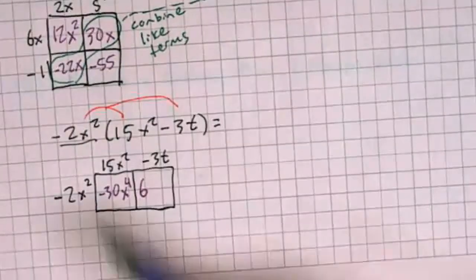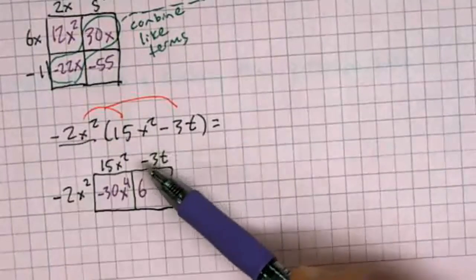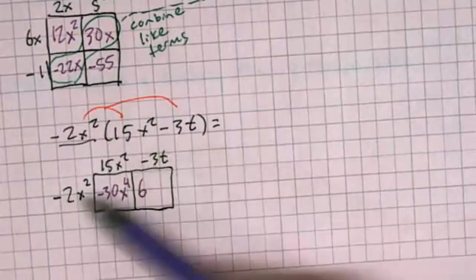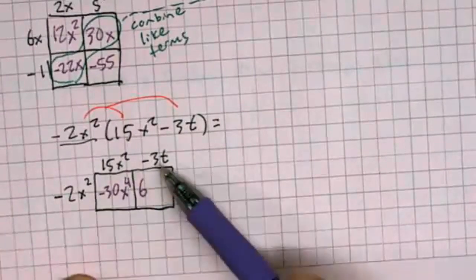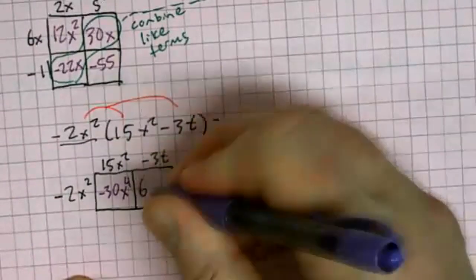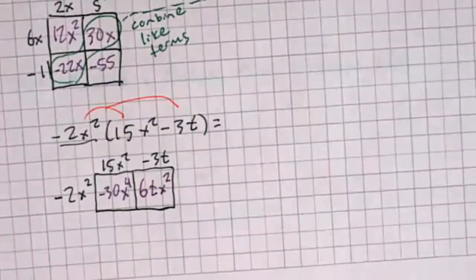Then I got an x squared times a t, and I can't really multiply those because they're not the same variables. So they're both going to end up in my answer, both an x squared and a t. And I've told you this before, it really doesn't matter what order you put them in, but I recommend that you get in the habit of putting them in alphabetical order. So what comes first in the alphabet, x or t? T comes first. So I'm going to put my t first and my x squared after that. If you wrote that as 6x squared t, that is just fine though.